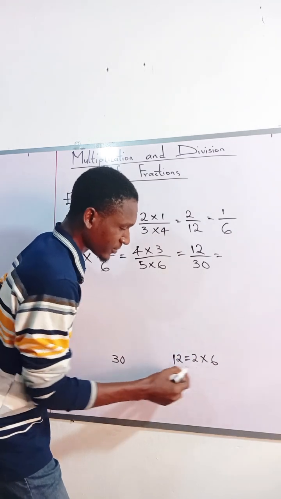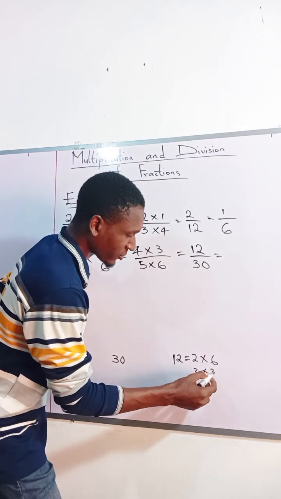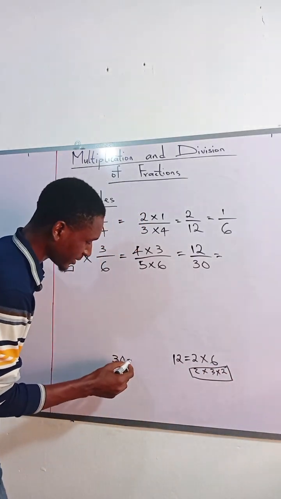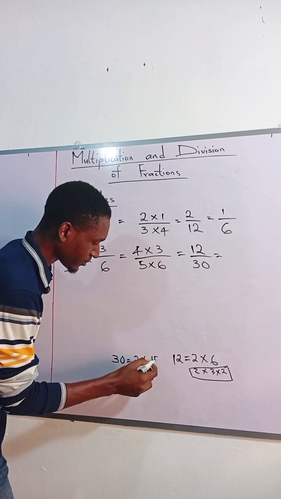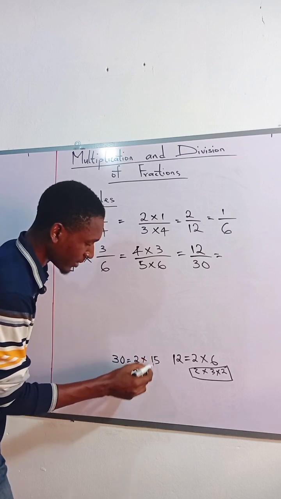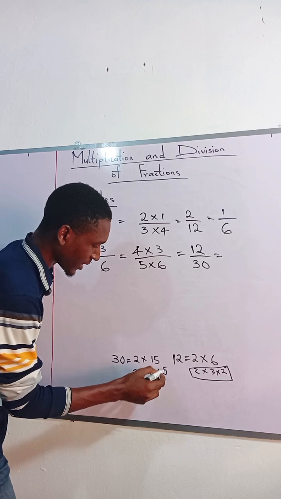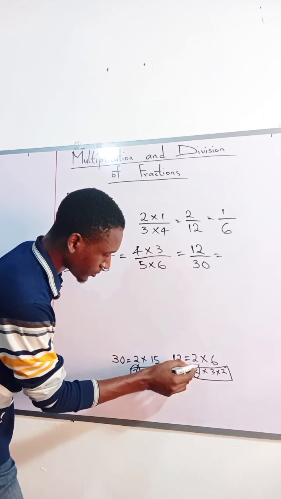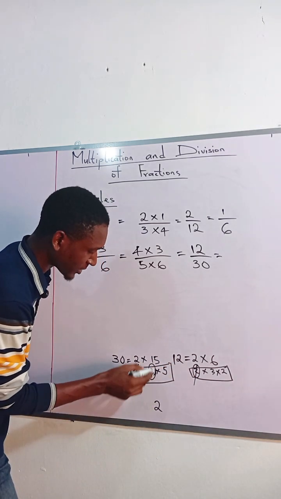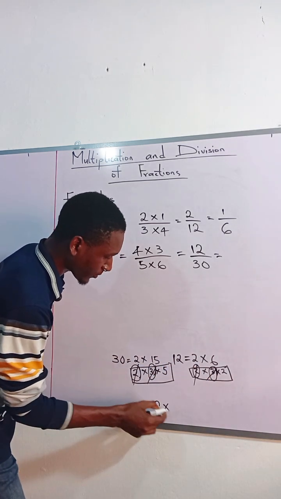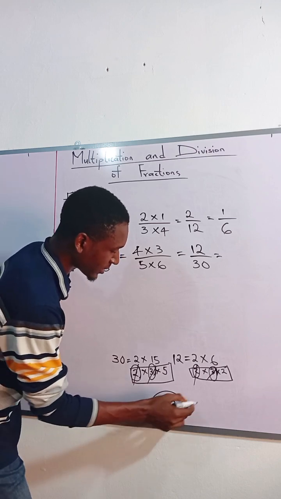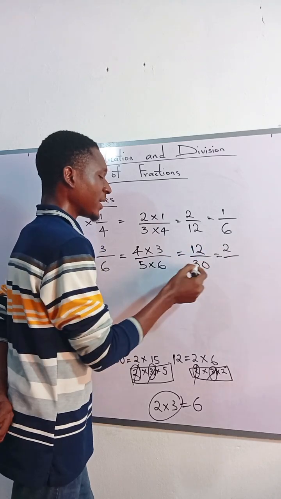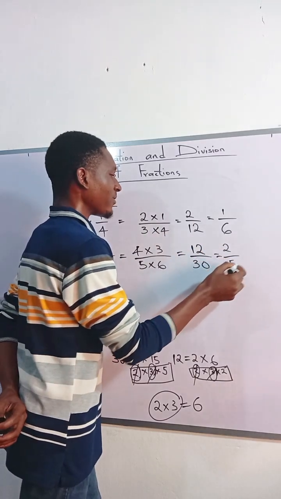2 times 6, right, is 12, and also is 2 times 3 times 2. So this is our 12. And for the 30, it is 2 times 15, and 15 is 3 times 5. And yes, this is our 30. So we can actually slash 2, 2, and we can slash 3, 3. Therefore, our highest common factor is 6. So 12 divided by 6 is 2, and 30 divided by 6 is 5. And you get your answer.